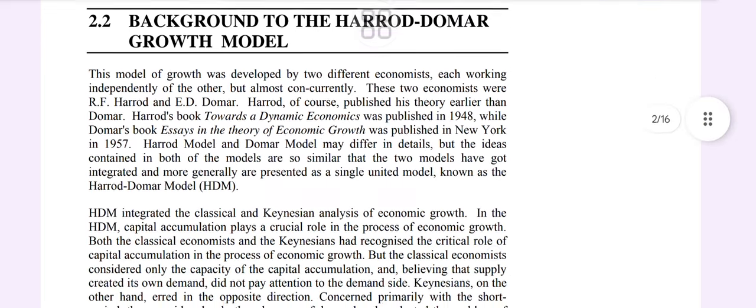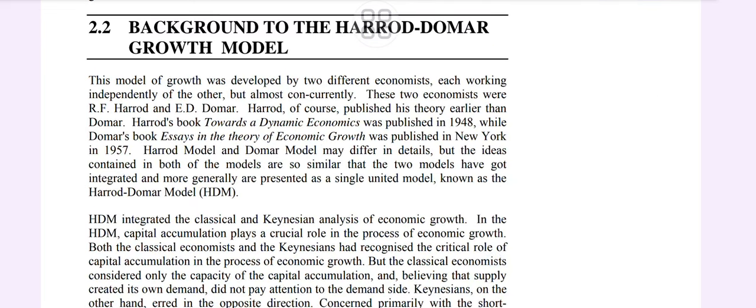Okay, so background. First let us read what it is all about. Because whenever we are reading, the most important thing is the background to any model, that we need to read first. The model of growth was developed by two different economists, each working independently. These two economists were who? Harrod and Domar. Harrod, of course, published his theory earlier than Domar. Harrod's book Towards a Dynamic Economics was published in 1948, while Domar's book was published in New York in 1957.